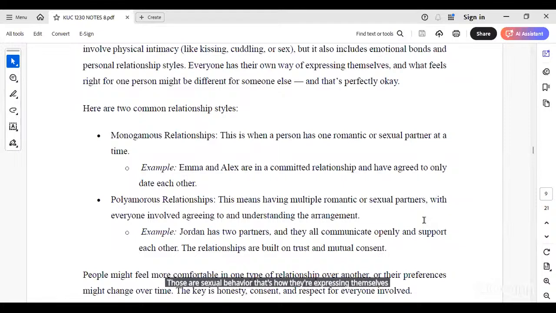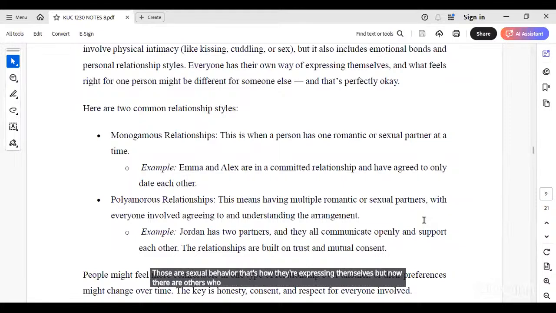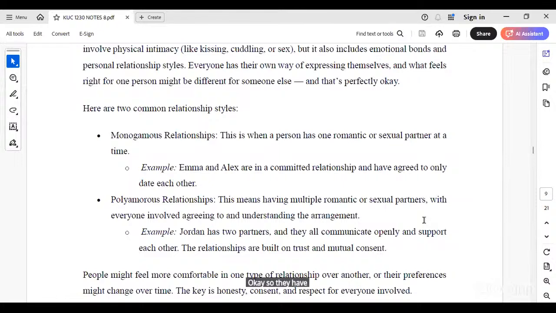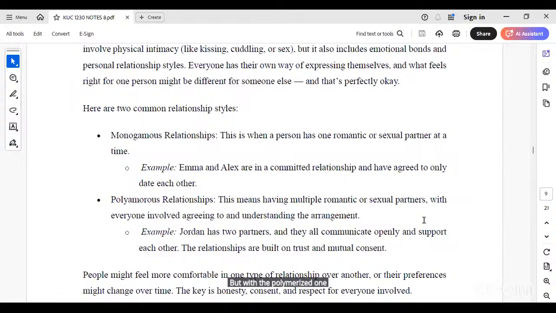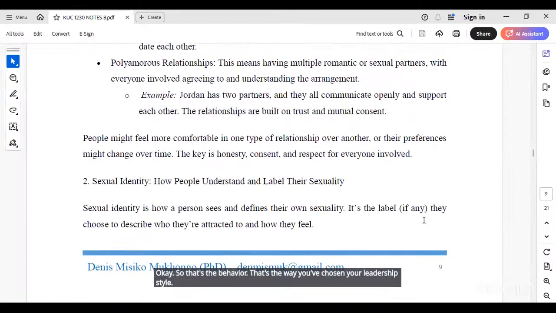But now there are others who will have polyamorous relationships. They are having multiple romantic or sexual partners. Okay. So with the monogamous one, you only have your girlfriend or your boyfriend. But with the polyamorous one, you have 2 or 3 boyfriends. Now the boyfriend also has 3 or 4 girlfriends. Okay. So that's the behavior. That's the way you've chosen your relationship style to be. Okay.